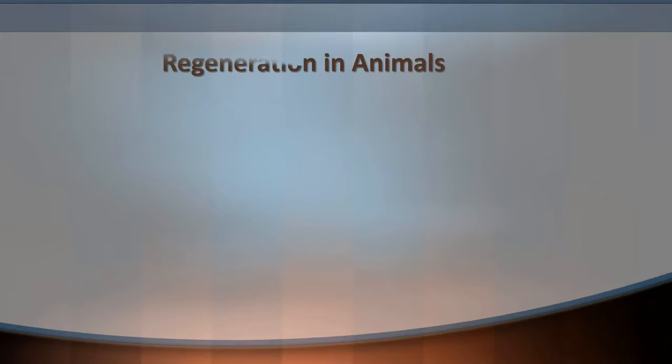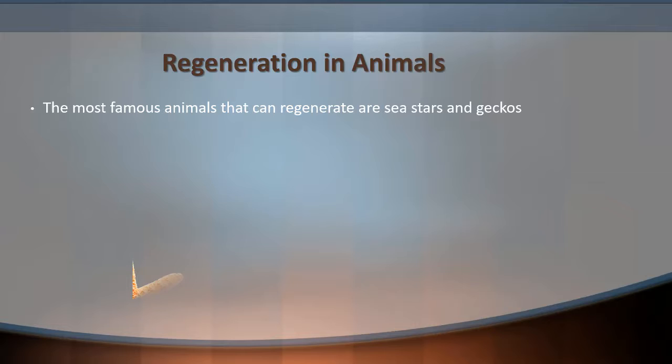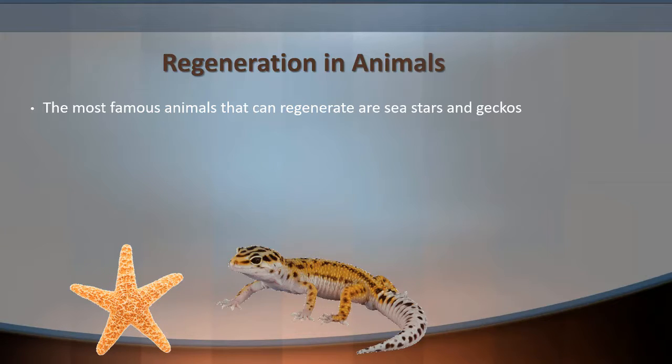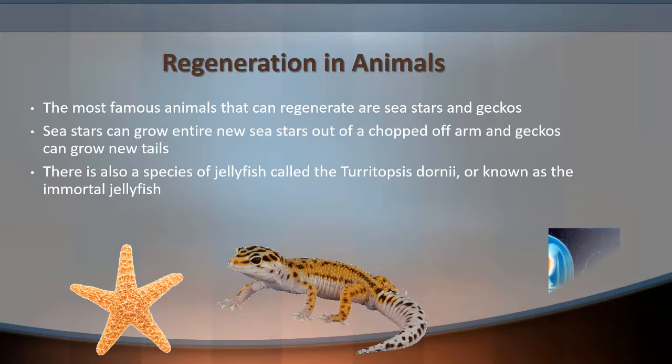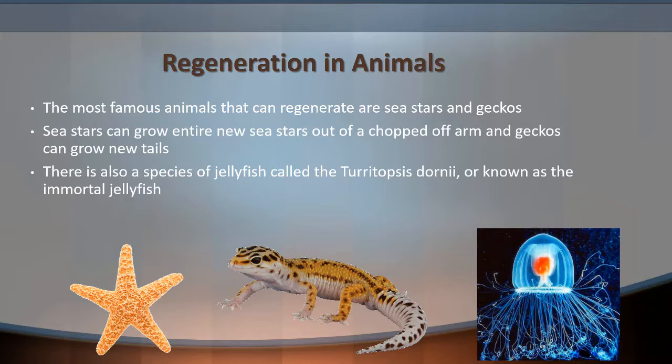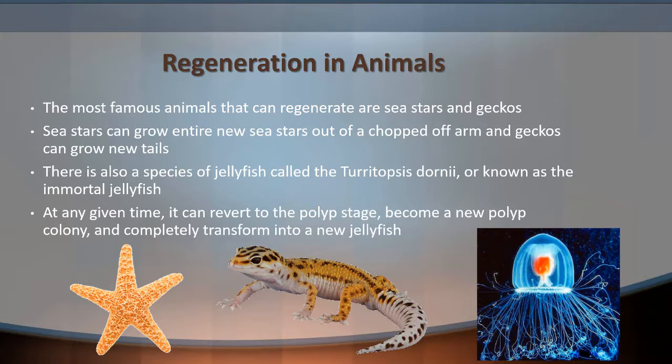And of course, there is regeneration in animals. The most famous animals that can regenerate are sea stars and geckos. Sea stars can grow entire new sea stars out of a chopped off arm, and geckos can grow new tails. There's also a species of jellyfish called the Turritopsis dohrnii, known as the immortal jellyfish. At any given time, it can revert to the polyp stage, become a new polyp colony, and completely transform into a new jellyfish.